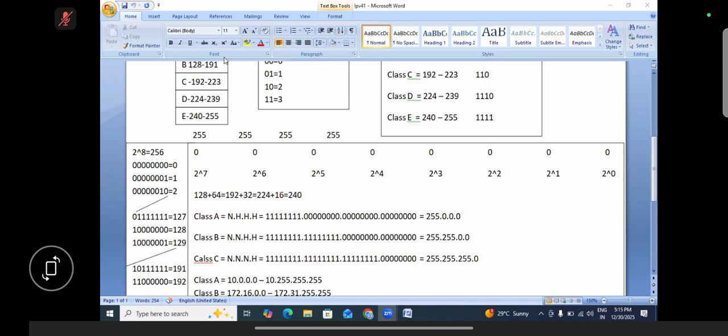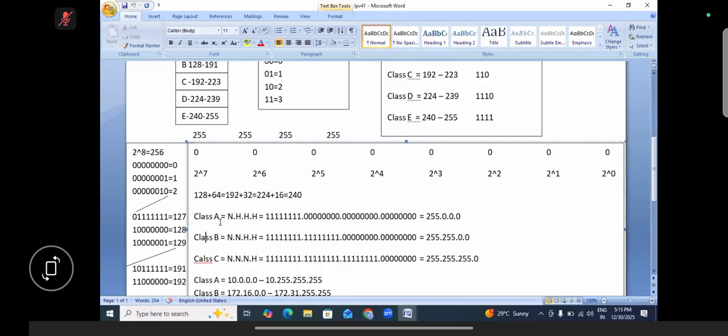Like the same way, class A machines should not communicate with class B. Class B machines should not communicate with class C. Class C should not communicate with class B and class A. We need to avoid the communication between three different classes. Class A should not communicate with class B and class C. Class B should not communicate with class A and class C. Class C should not communicate with class A and class B. How to avoid the communication? Now we are going to know.